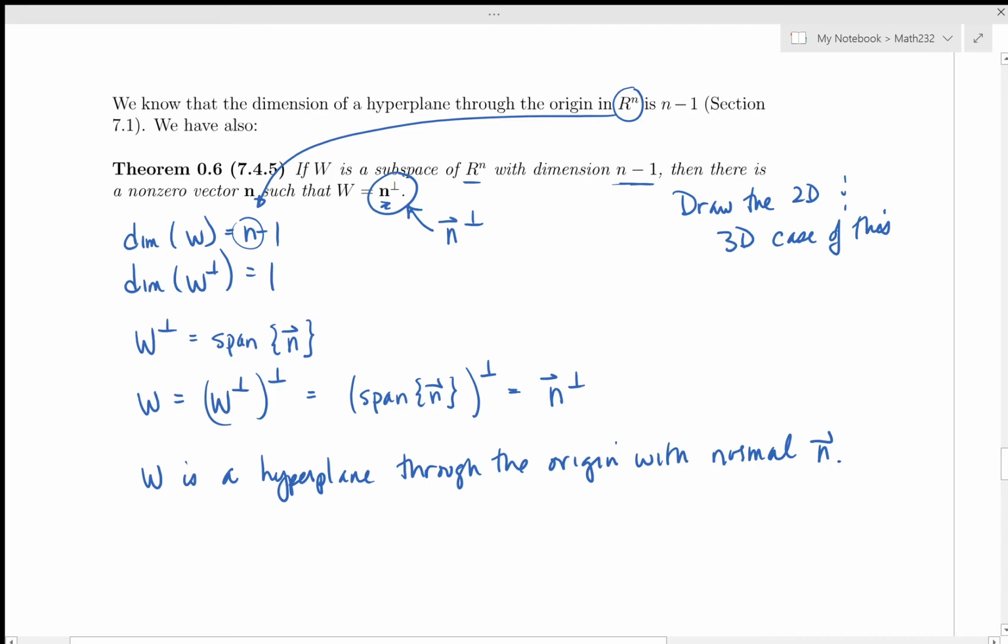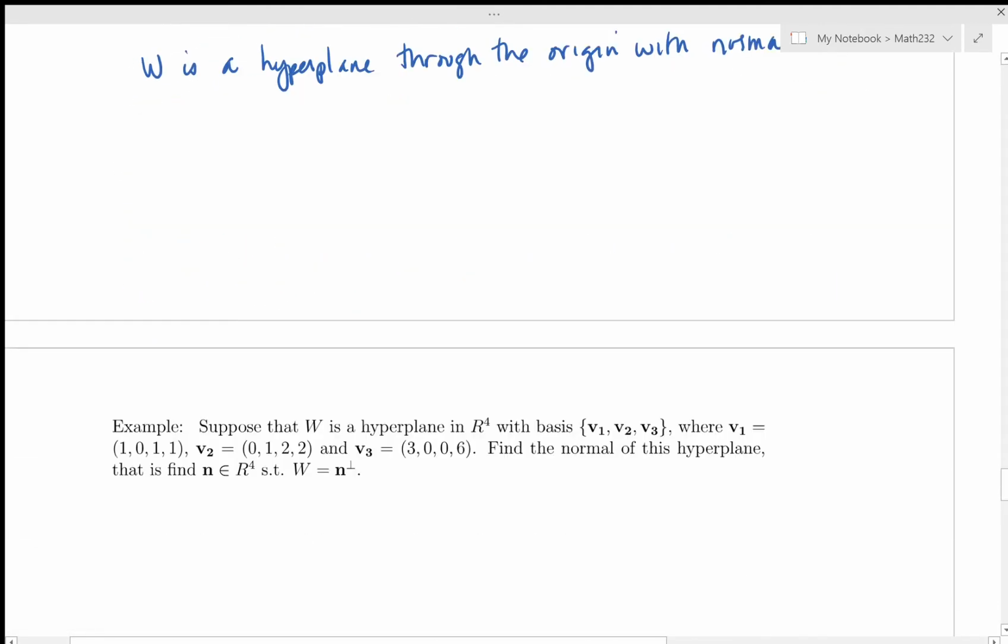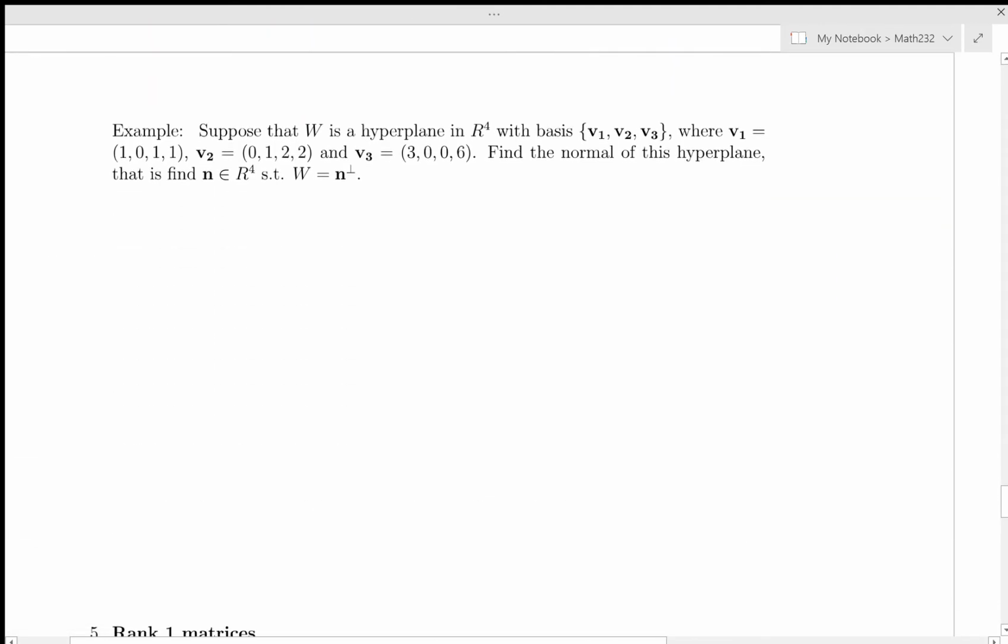Okay, a few more things here. I've got really just another couple of examples, and then a wrap-up theorem at the end here. So now, suppose I've got a hyperplane in R4, and so this has to be the case. The dimension is 3, and we want to find the normal of this hyperplane. So we want to find the vector n in R4 such that W is the orthogonal complement of that.